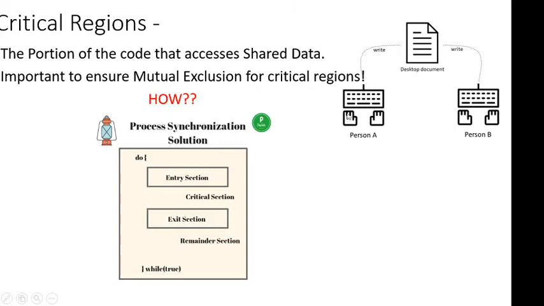So in one big program, that section of the code that is responsible for writing to a shared document, that code that writes to the shared data, is called your critical region. Critical, because when you start writing to the document and the other person also writes, you might overwrite, and again a race condition happens.